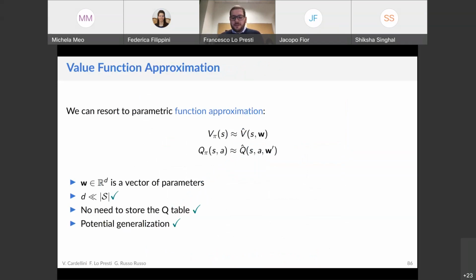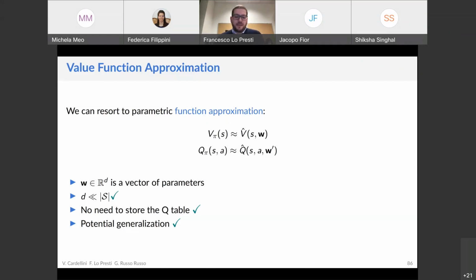So there are different techniques in the literature to deal with state space explosion in the context of reinforcement learning. We will discuss just one of them, that's value function approximation. The idea here is to resort to parametric function approximation and to replace the value functions V and Q with an approximate version, a parametric function which depends on a vector of parameters W.